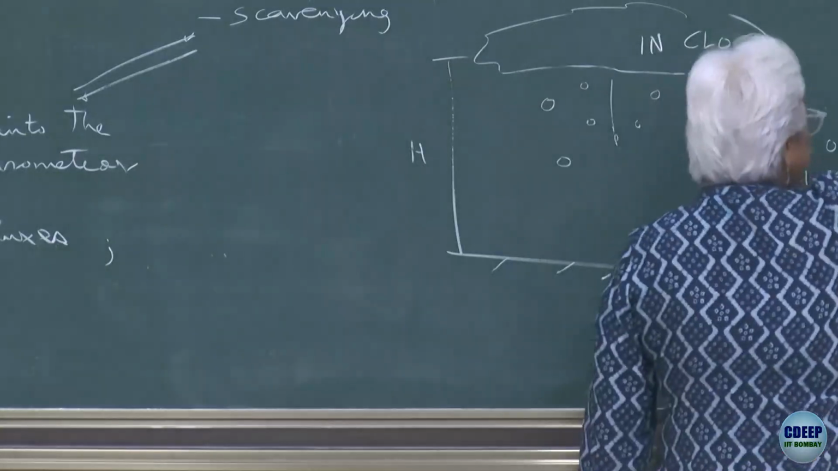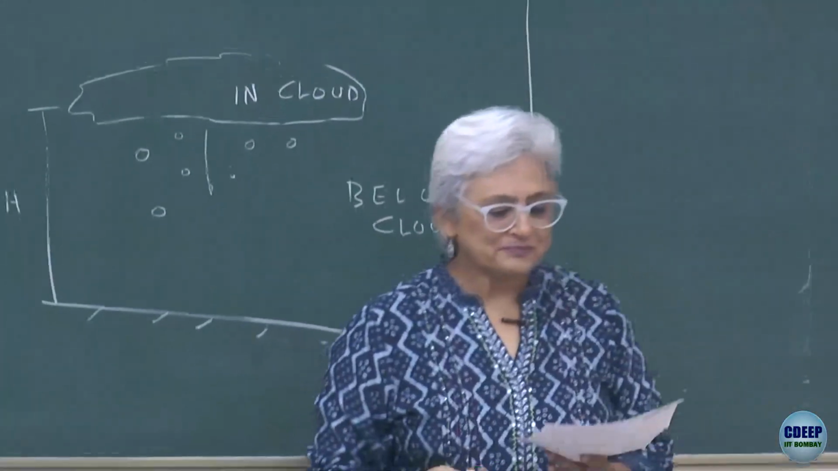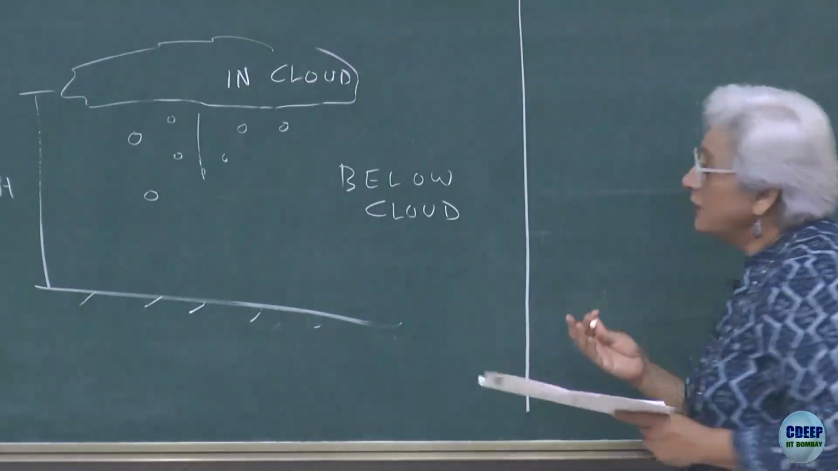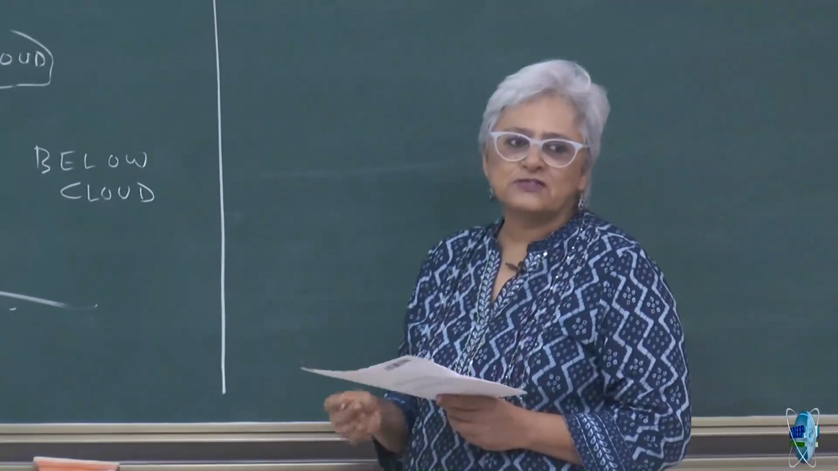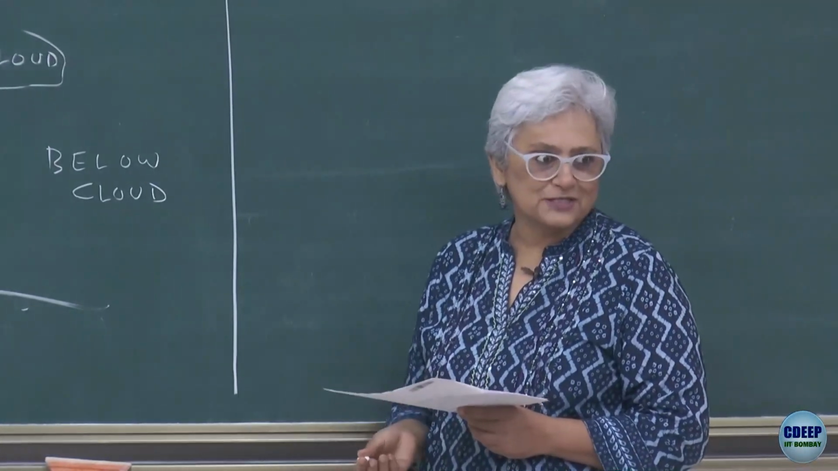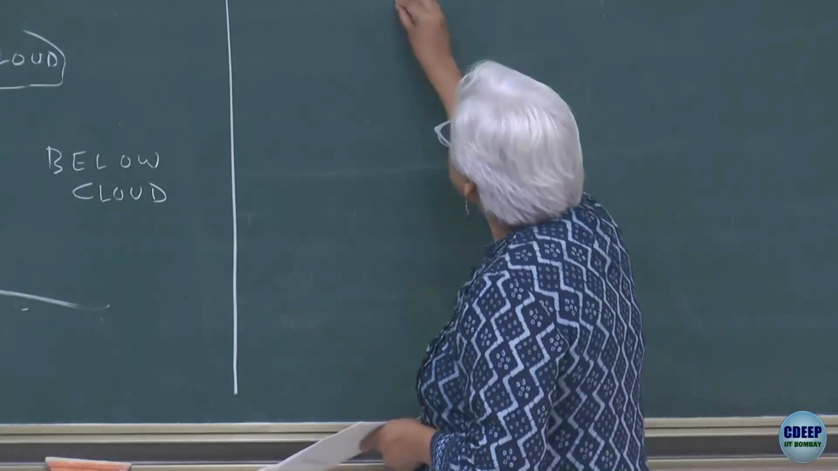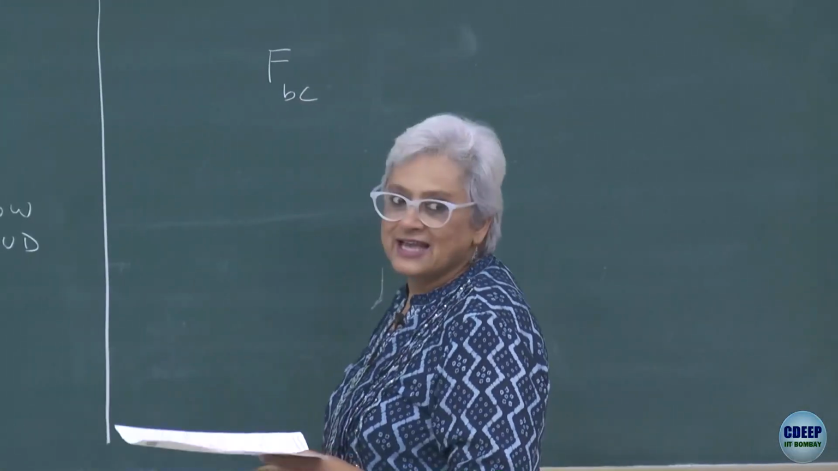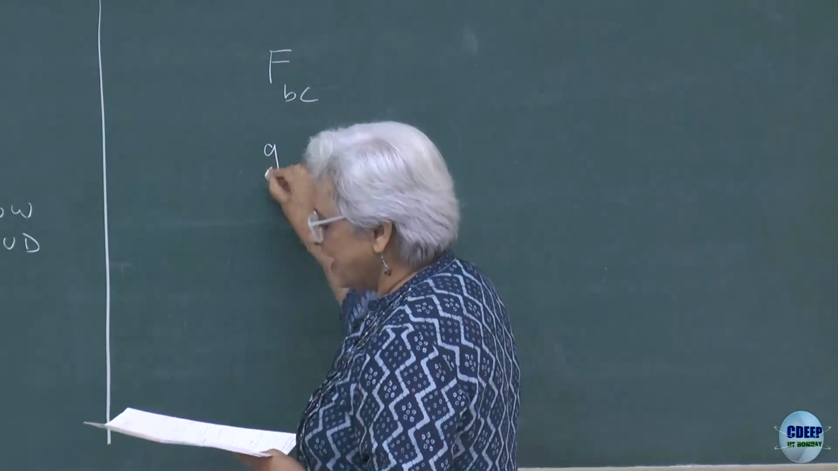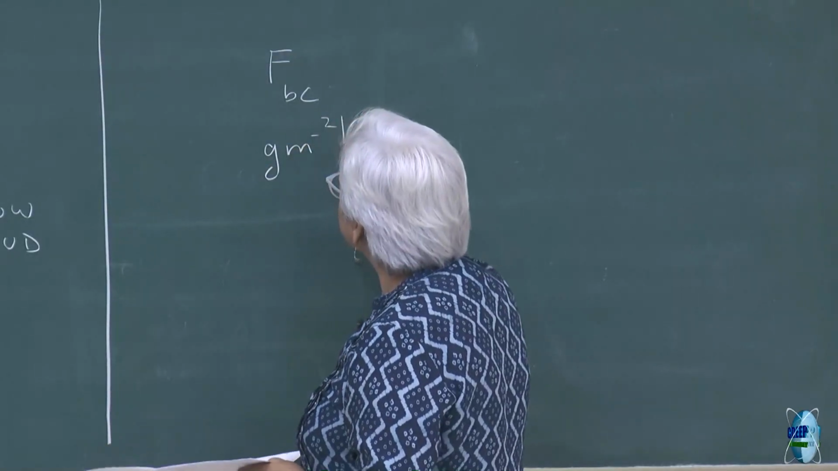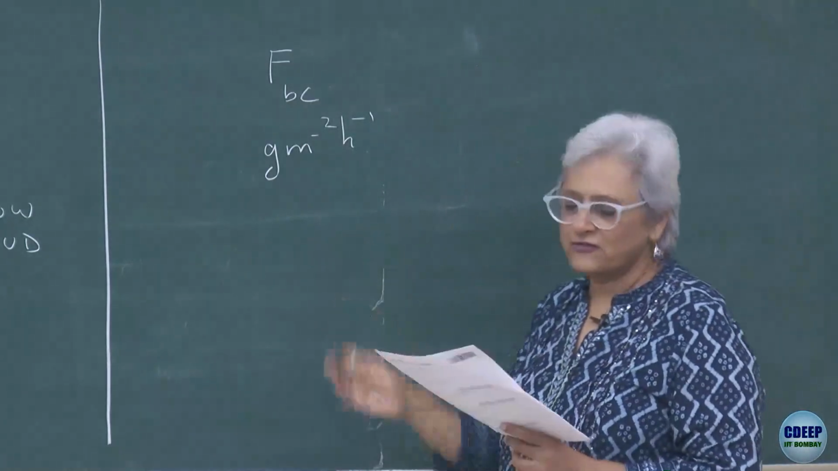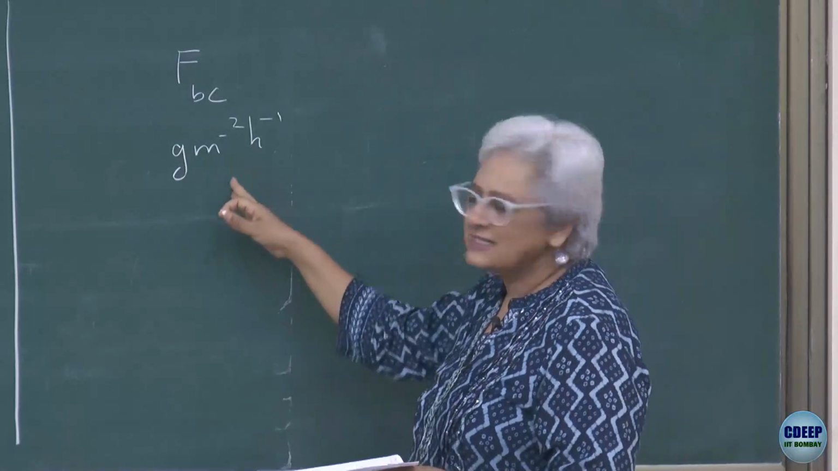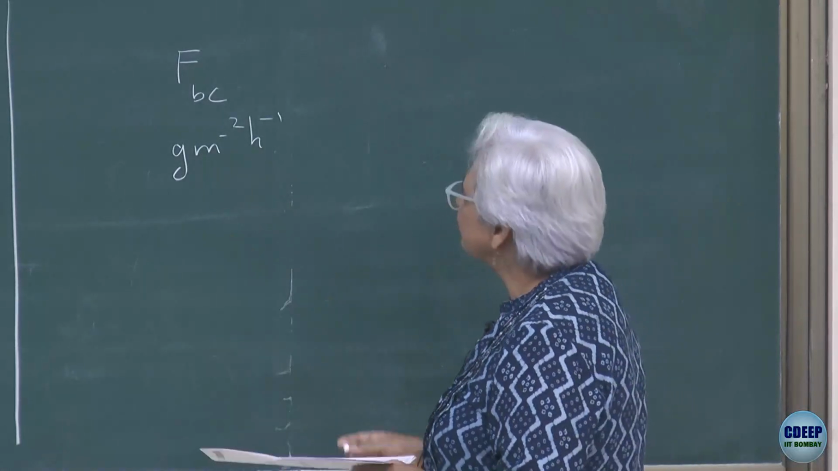Now, in order to start the mathematical treatment of wet deposition, we have to introduce the idea of deposition velocity and deposition flux, just like we did with dry deposition, right. So we can start with something we call below cloud, and we say that this is a flux. If we are talking about particles in terms of mass, then it is a mass flux over here.